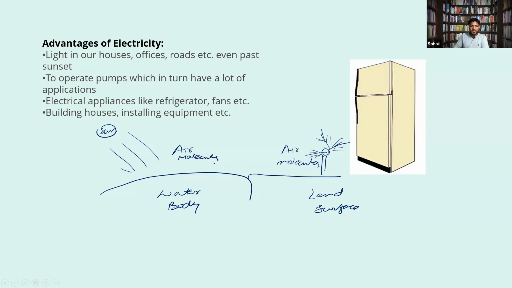I am here trying to explain the concept of electricity, but before that, there are a few concepts. If you understand that, then understanding the concept of electricity will also become very easy. See, the air molecules above the water body and the air molecules above the land. We know that land heats up faster than the water body. Yes, Sabu.